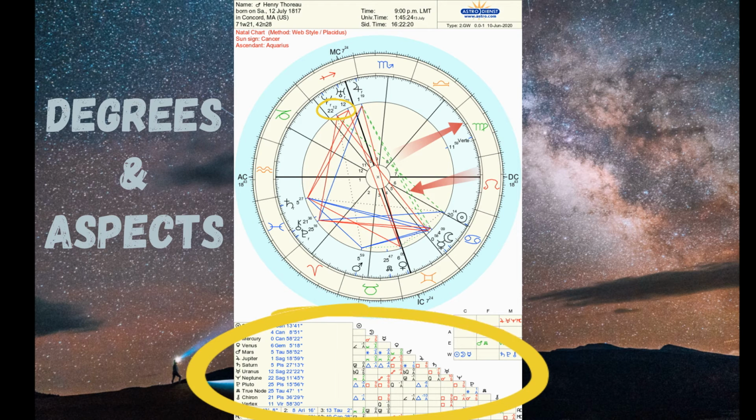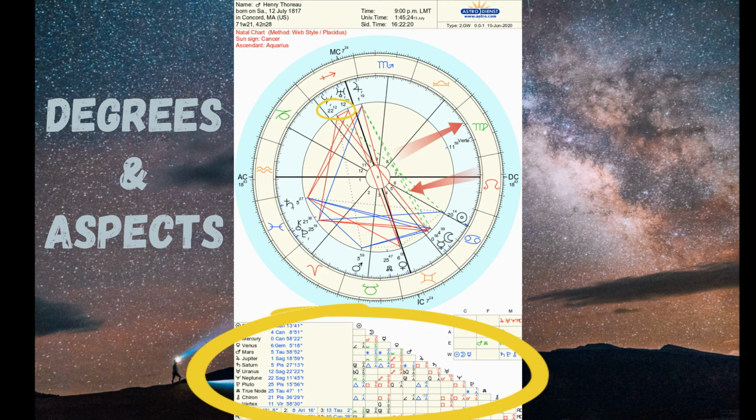Now, at the bottom of your chart, you can see the graph, and that is simply a listing of the degrees in your chart, and next to it, to the right, is another way to see the aspects that are played out in the chart on the circle.